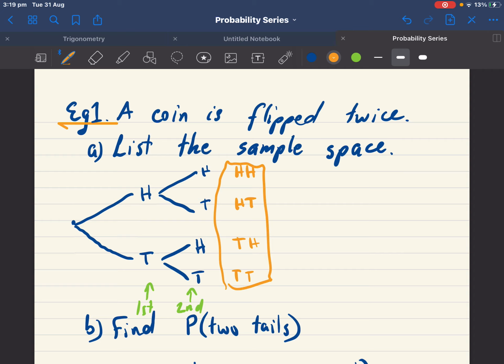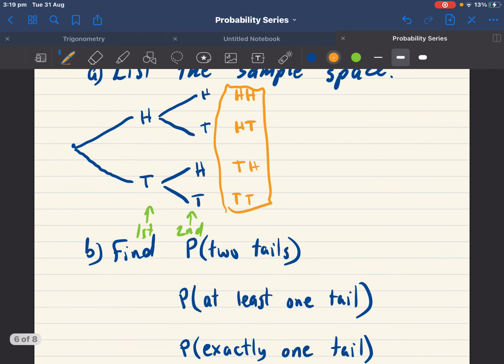Once you have that sample space, there's going to be no probability question that's particularly challenging. Let's have a look at some probability questions. So down to part B. Find the probability you get 2 tails. Well, you look at the sample space, there's 4 different possible outcomes. And in this case, we can see getting 2 tails only happened once out of a total of 4 possible outcomes. So it's just a 1 in 4 chance.